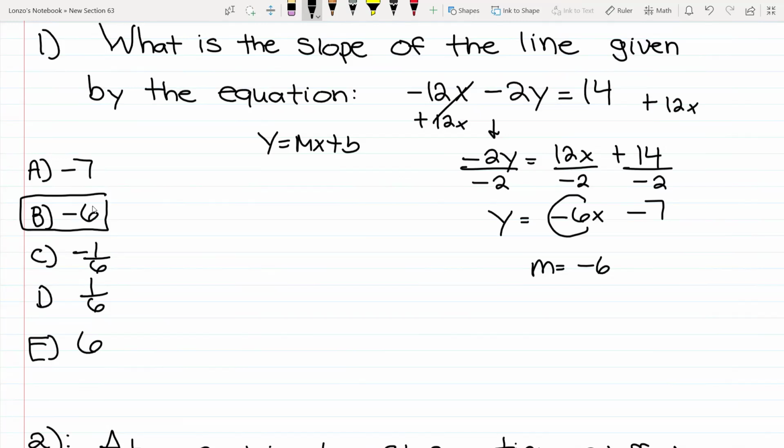So yes, the ACT is multiple choice, and you are allowed to use a Desmos calculator.